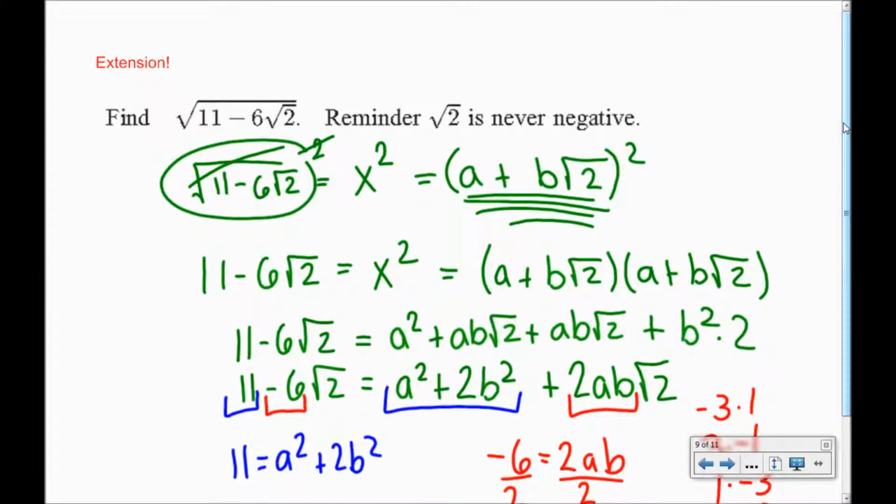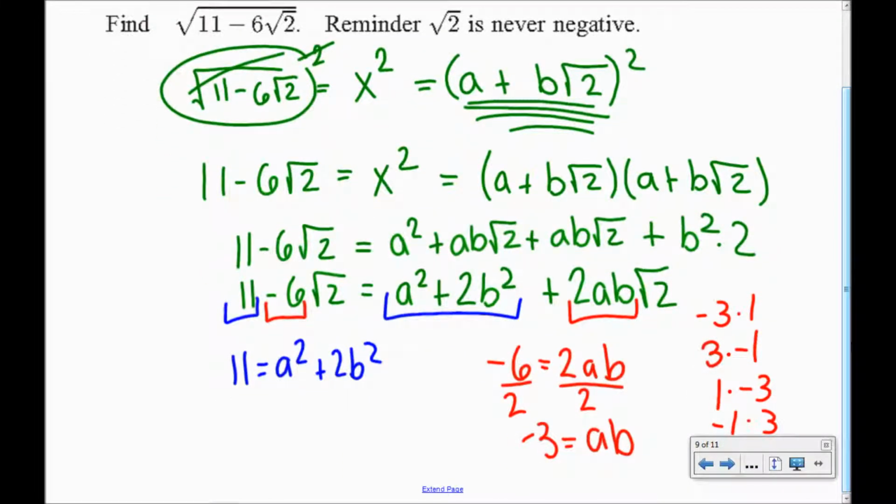Notice this hint up here. It's actually not that great of a hint. What would be a better hint is the fact that essentially we're taking the square root of this here, right? So we made x squared. So if we take the square root of x squared, we can't be taking the square root of a negative. Okay, so whatever a plus b square root of 2 is, we don't want it to be negative because we're dealing with square roots.